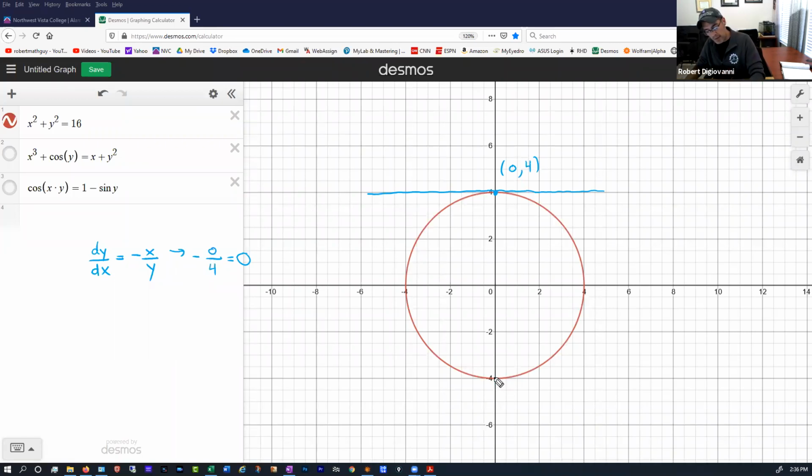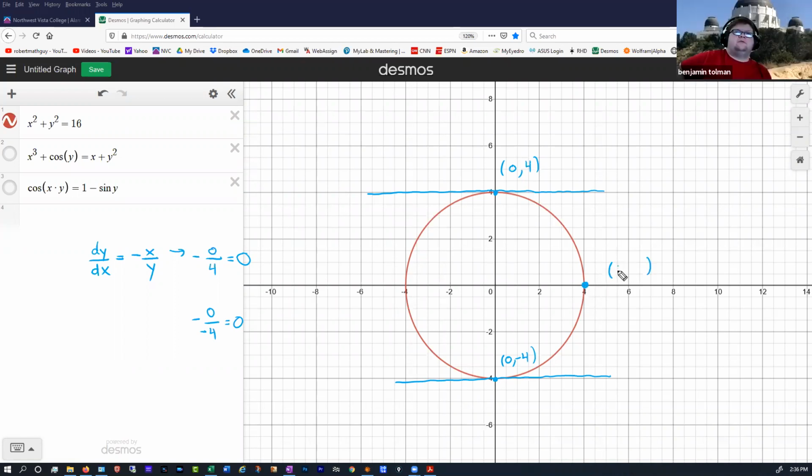It would also work down here at this point, 0, negative 4, because if we plug in 0 for x on top and negative 4 on the bottom, again we get 0. So that would give us a slope of a tangent line here of 0. What I think is really cool is what happens here at this point. What's this ordered pair? It'd be 4, 0. That's the ordered pair, right?